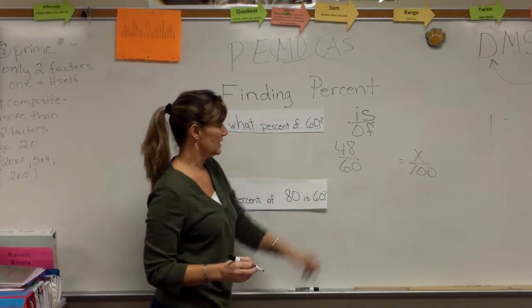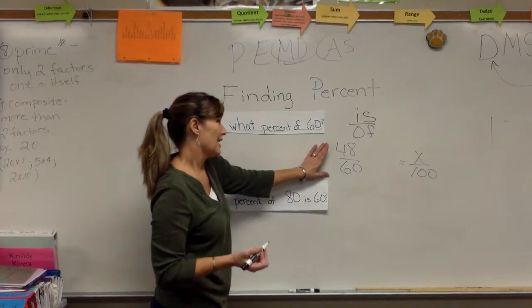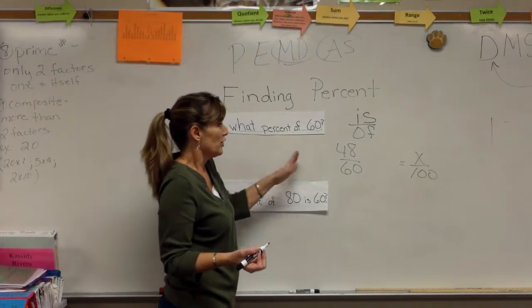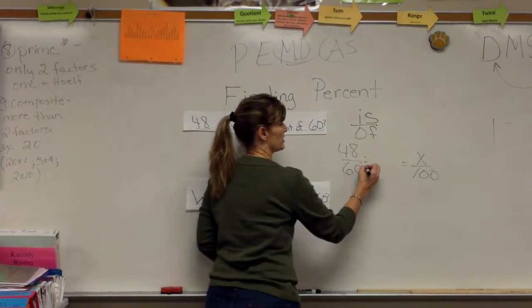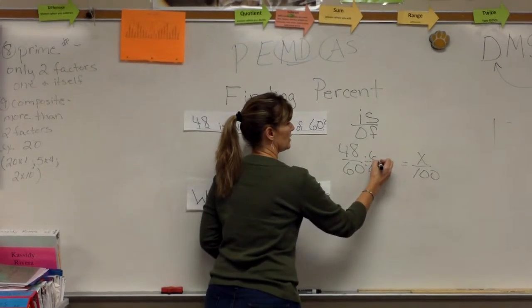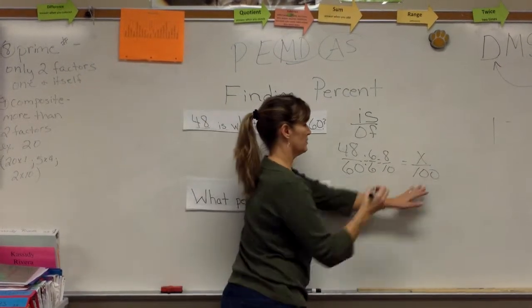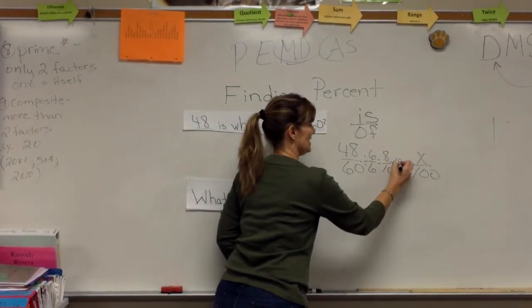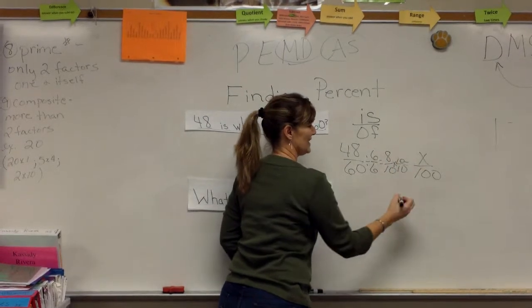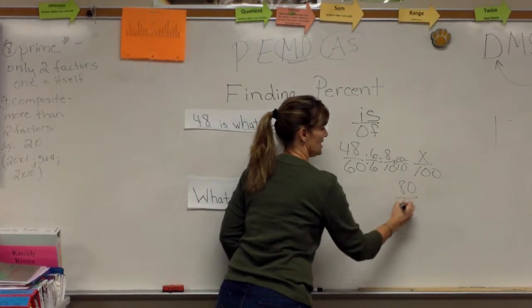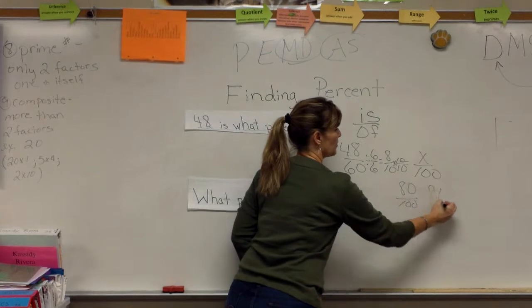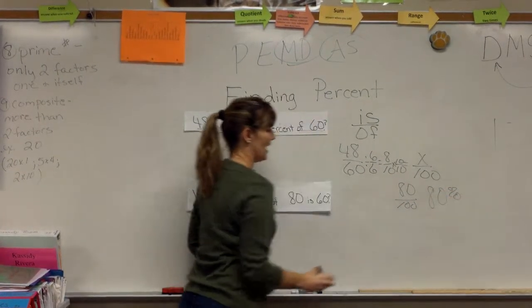Again, nothing times 60 gives me 100. I could at least reduce by 2, but I realize, ooh, 6 goes into both. Leaves me with 8 over 10. 10 times what gives me 100? 10. 8 times 10 is 80. That gives me 80 over 100. So my percent is 80%.